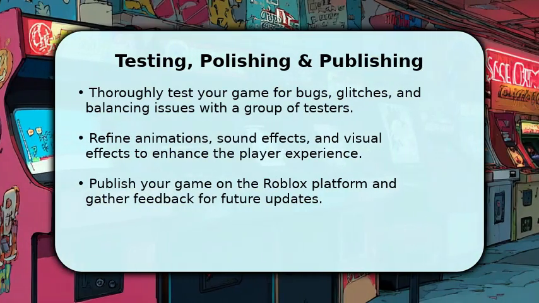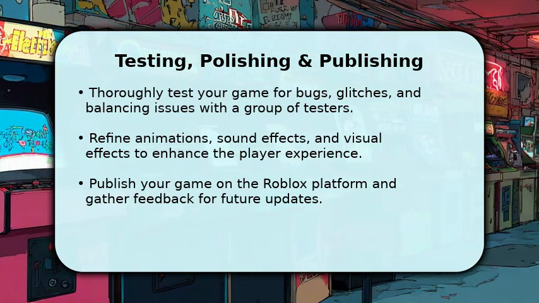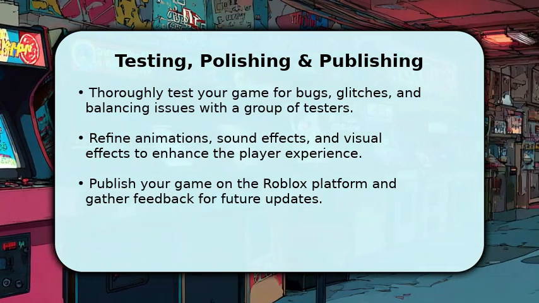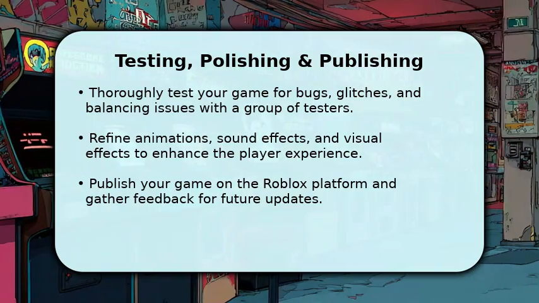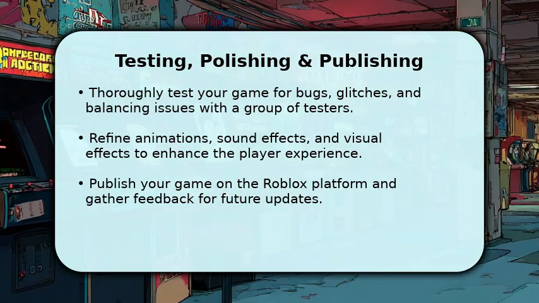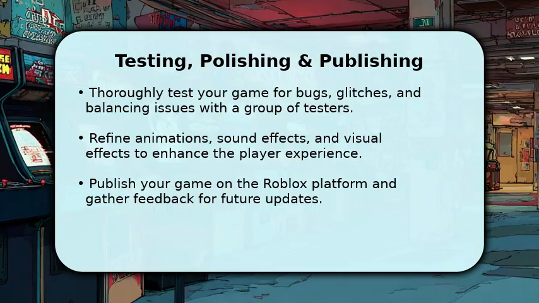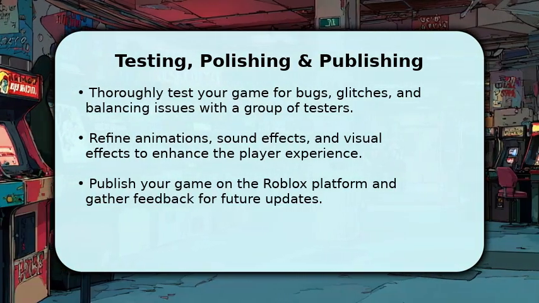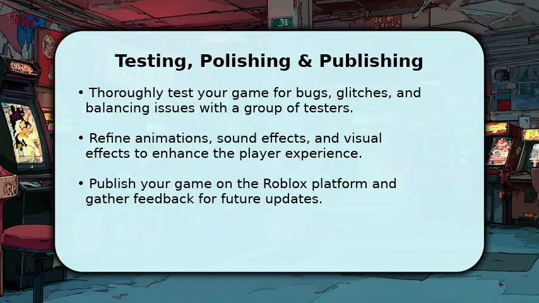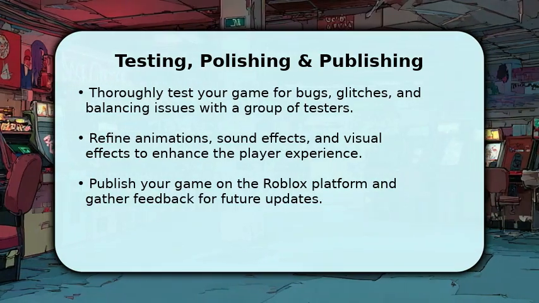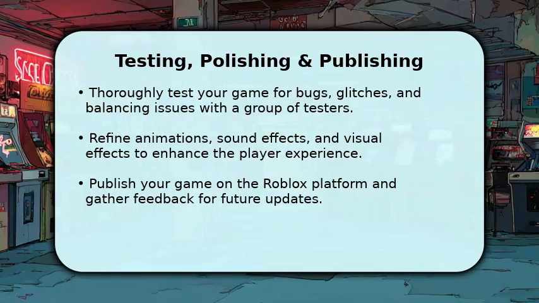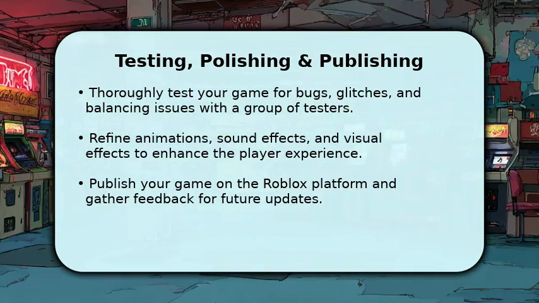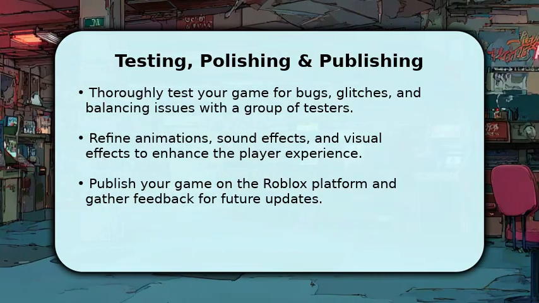Finally, it's time for testing, polishing, and publishing your creation. Thoroughly test your game with a group of at least 5 to 10 testers to identify bugs, glitches, and balancing issues. Refine animations, sound effects, and visual effects to enhance the player experience, aiming for smooth 60 frames per second. Once satisfied, publish your game on the Roblox platform and actively gather feedback for continuous updates and improvements, ensuring its long-term success.